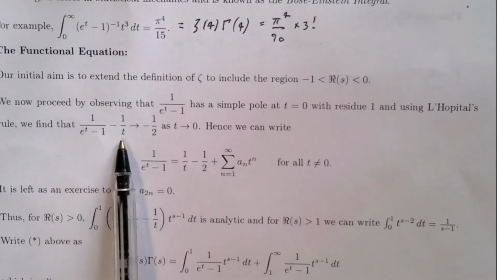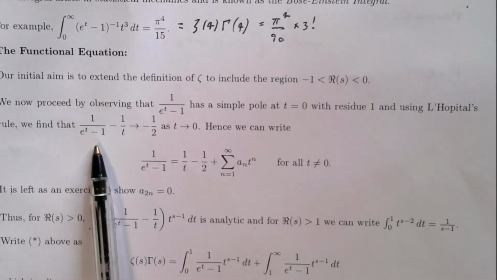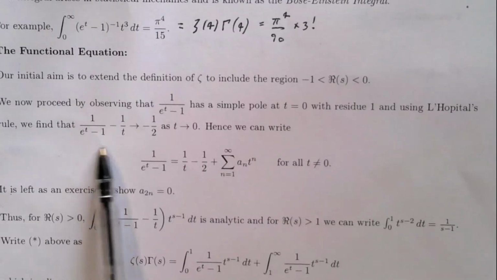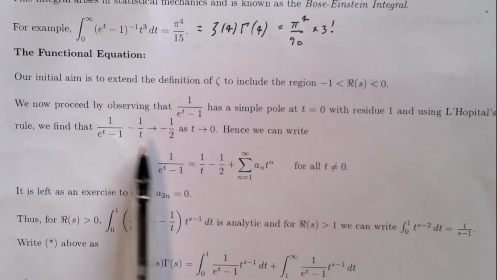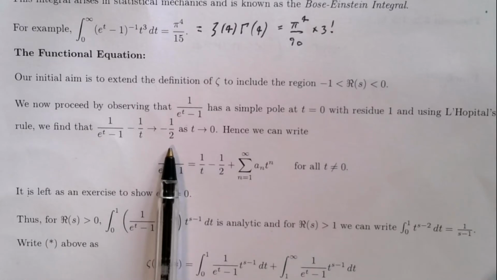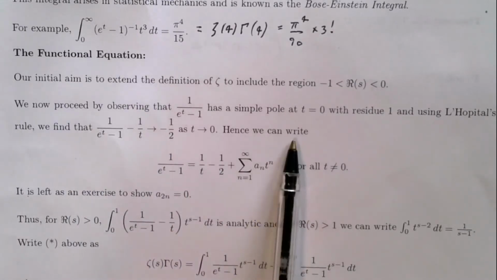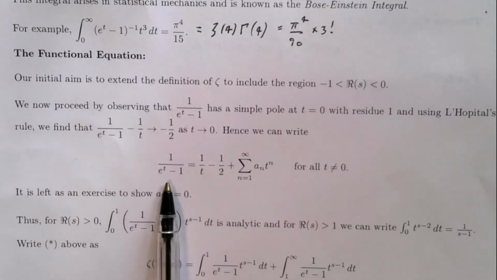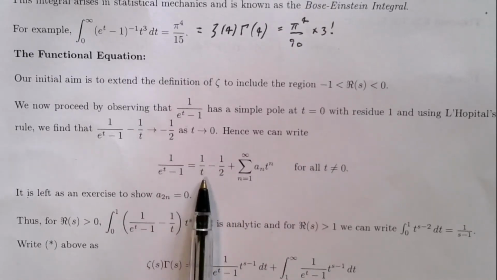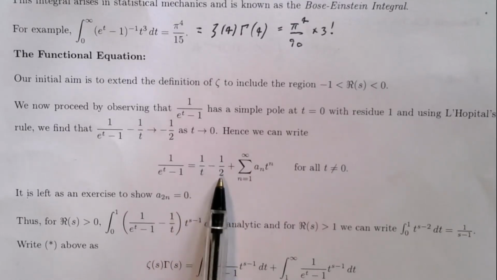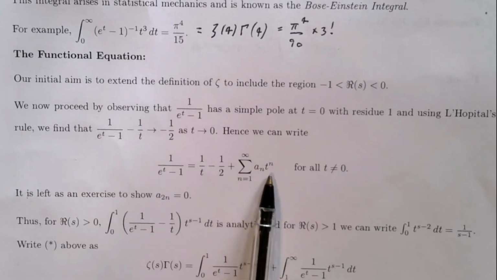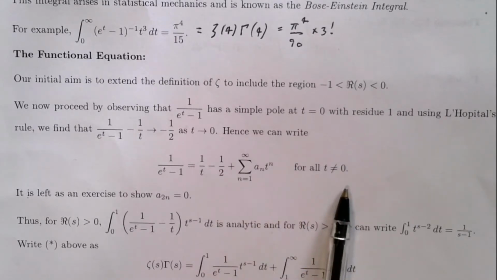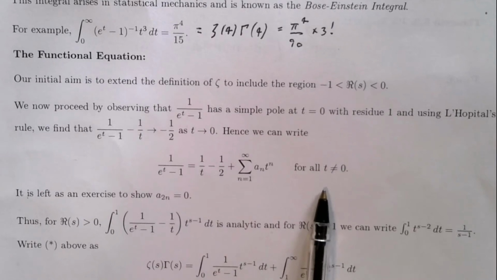If I subtract that principal part of this function, then I should get an analytic function. I'd like to know what the constant term is, and I can use L'Hopital's rule to show that it actually tends to a half as t goes to 0. That means we can write down a Laurent series for 1/(e^t - 1). There's the principal part, a simple pole with residue 1, there's the constant term, and then the rest of the series, the sum of a_n t^n for t not 0. If I think of t as complex, this is really just the Laurent series for this function.